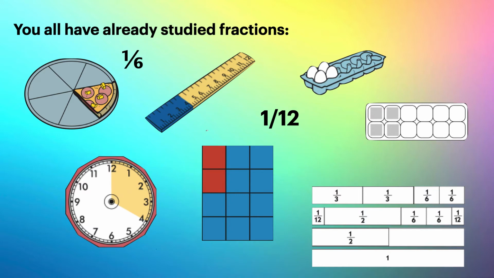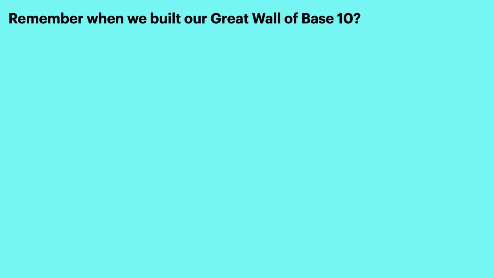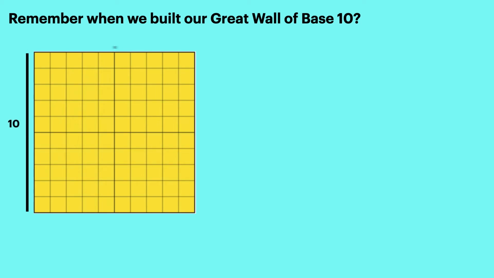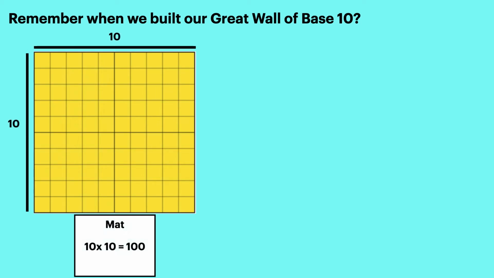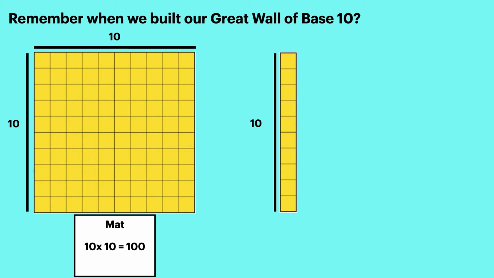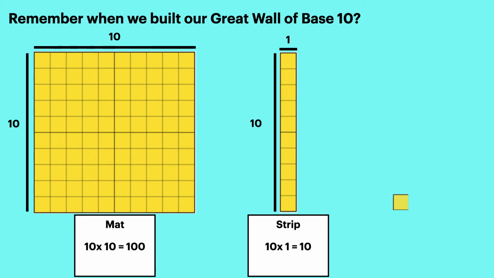When we're talking about decimals, though, we are looking at denominators that deal with base 10. Do you all remember when we built our Great Wall of Base 10 back in class? We started out by looking at a mat, and that was 10 by 10, which gave us an area of 100. Then continuing our pattern, we looked at a strip, which was 10 by 1, giving us an area of 10. And finally, our unit, which was 1 by 1, and gave us an area of 1.